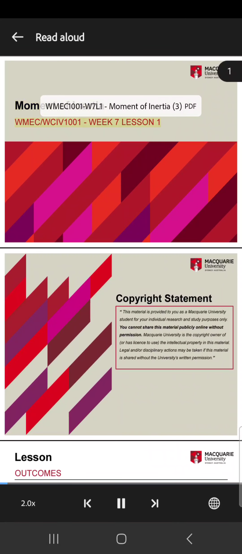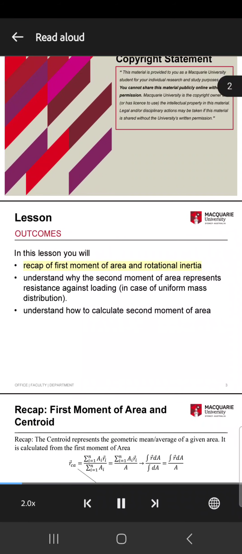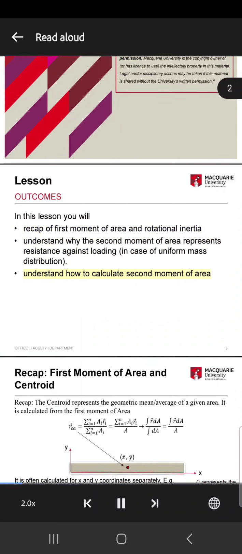Moment of inertia. Week 7 lesson 1. In this lesson you will recap first moment of area and rotational inertia. Understand why the second moment of area represents resistance against loading in case of uniform mass distribution. Understand how to calculate second moment of area.